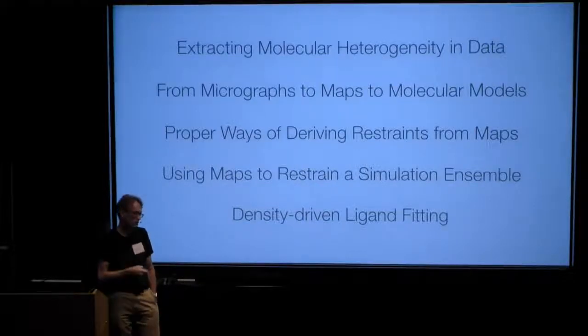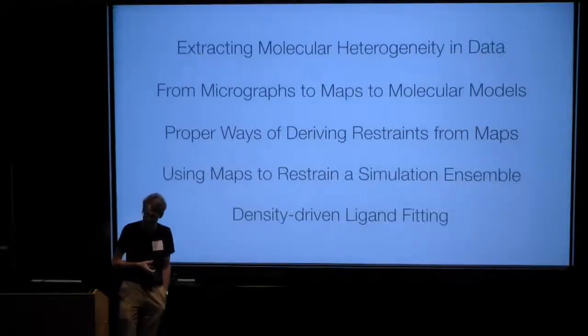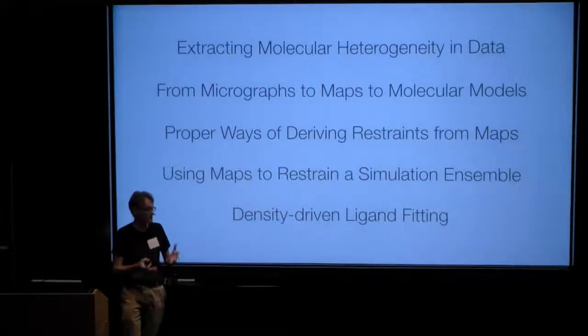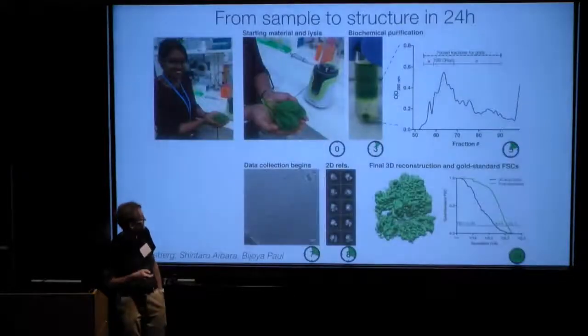And that took us on a very long detour, but I think that we're finally on our way to cracking the problem, how to properly derive restraints to fit things into maps. There have been plenty of attempts at that in the community, and I think most of them have been wrong. And that enables us to even use restraints in maps to drive simulations. So we can actually start having an ensemble and visiting things and doing things like density-driven ligand fitting.